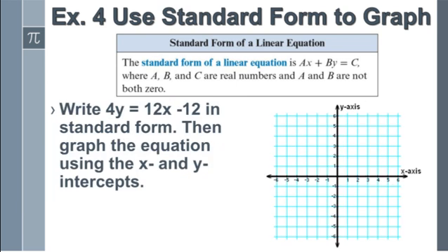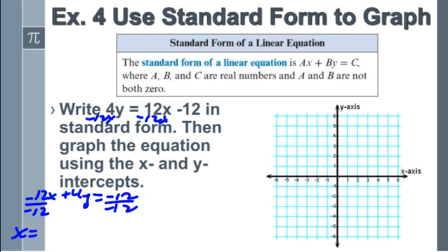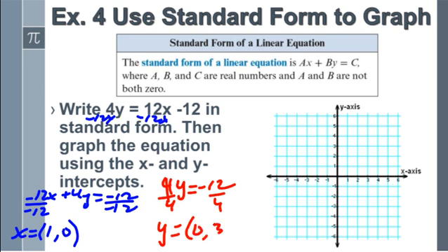Same thing with this one. Put this in standard form. So all I need to do is subtract 12x on both sides. So now I have negative 12x plus 4y equals negative 12. To find my x-intercept, y is 0, so I'm going to divide by negative 12. So the x-intercept would be positive 1, y is 0. And then to find my y-intercept, 4y equals negative 12, divided by 4. So when x is 0, y is a positive 3. So I go to my graph, 0 and 3 would be here. My x-intercept, 1 and 0 would be here. I can draw my line. There's my graph.